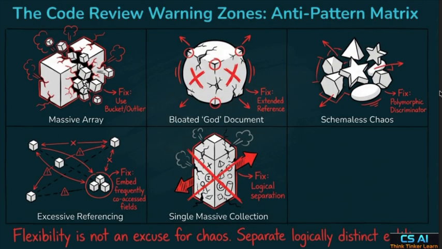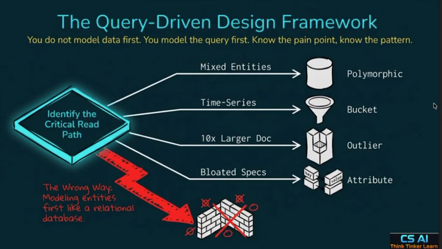Let's look at the code review warning zones. If you see massive arrays, bloated parent documents, or a single massive collection holding unrelated entities, you're looking at anti-patterns. Flexibility is not an excuse for chaos. Use the patterns we discussed, bucket, extended references, and polymorphic discriminators, to separate logically distinct entities and keep the engine running smoothly. This brings us to the query-driven design framework.